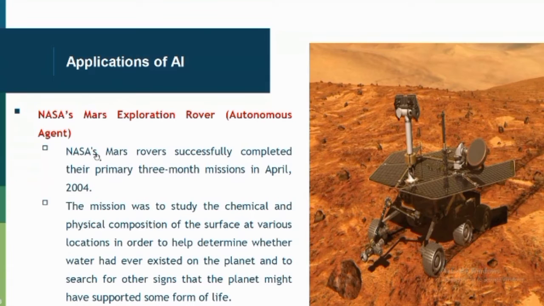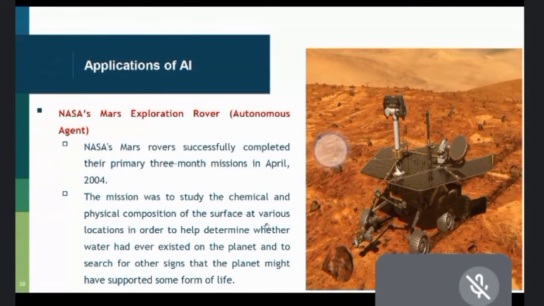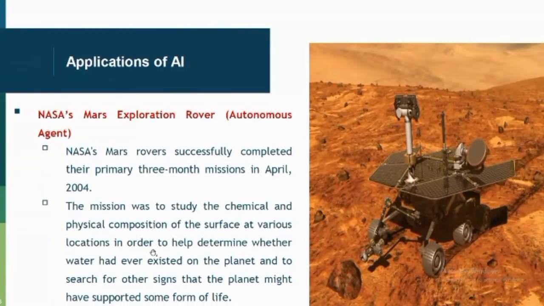So what was the program? NASA's Mars rover successfully completed its primary 3-month mission in April 2004. So this mission was launched and completed in 2004. What was the basic idea behind this mission? The mission was to study the chemical and physical composition of the surface at various locations in order to help determine whether water had ever existed on the planet and to search for other signs that the planet might have supported some form of life.